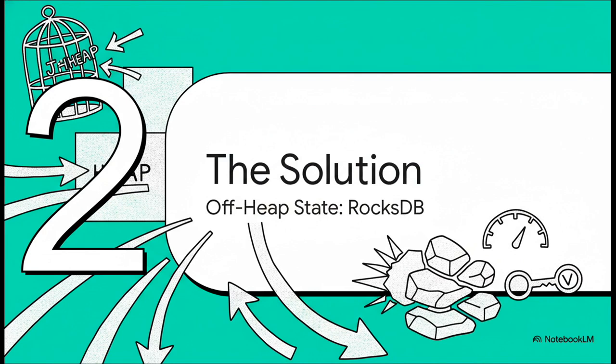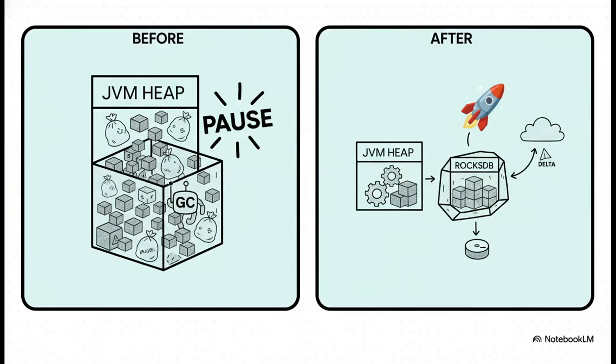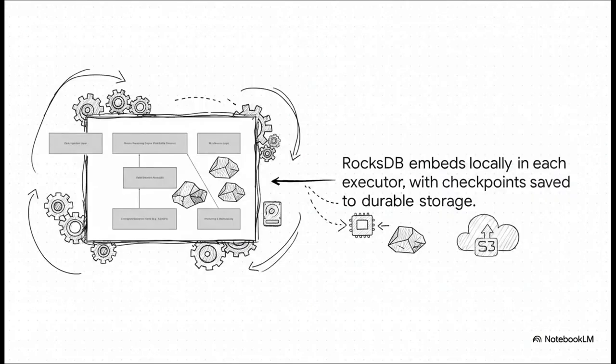The answer is actually pretty elegant. We move the state completely off the JVM heap with a super high-performance embedded tool called RocksDB. All right, this slide really breaks it down. On the left, you've got the old way. Everything's stuck in that JVM heap, fighting for memory, getting hammered by the garbage collector. But then you look on the right with RocksDB, and it's a whole different world. The state moves to its own space in native memory, so the garbage collector just ignores it. It can spill to local disk, so you can handle terabytes of data, and you get these incredibly efficient incremental checkpoints.